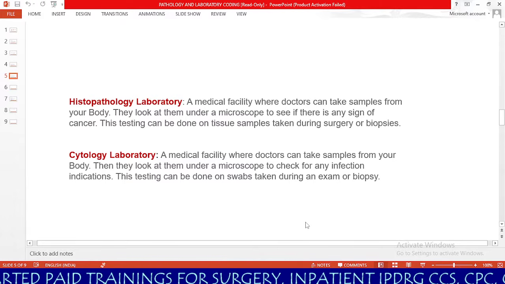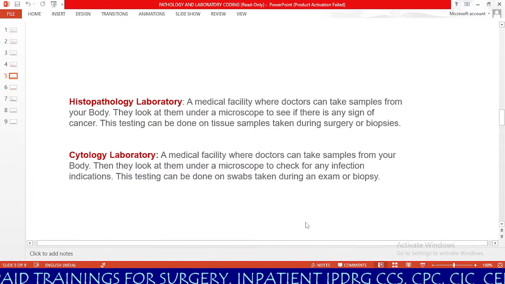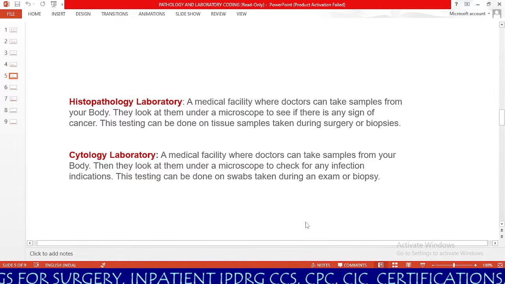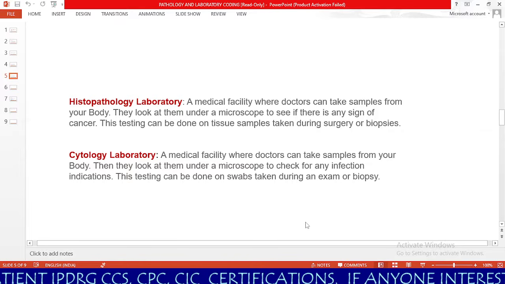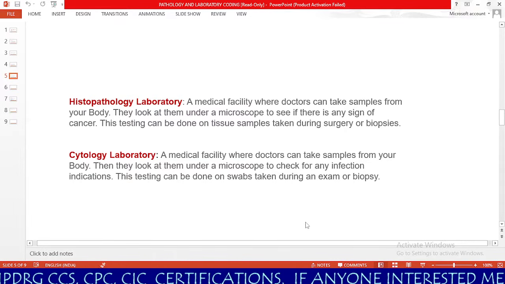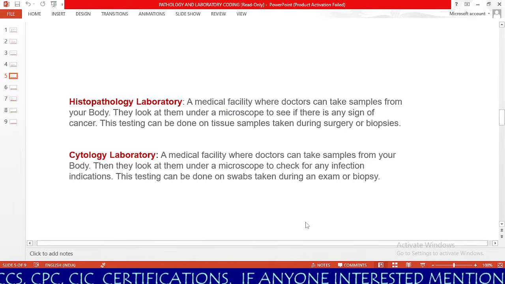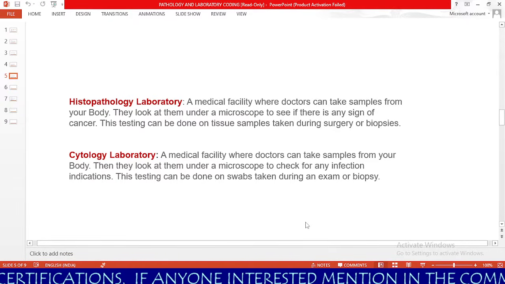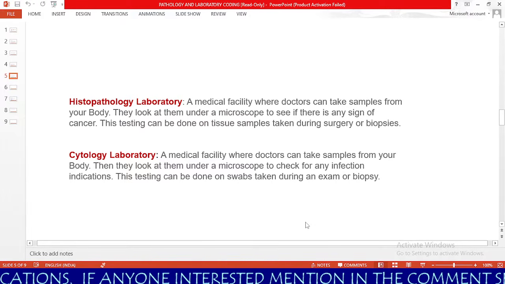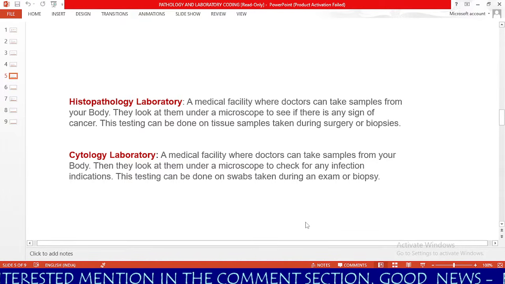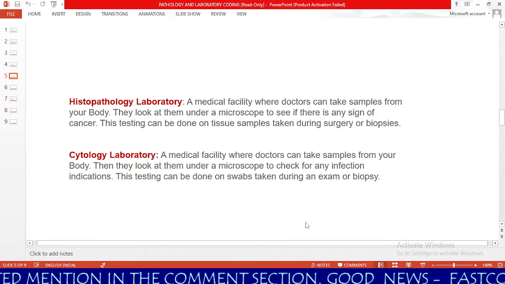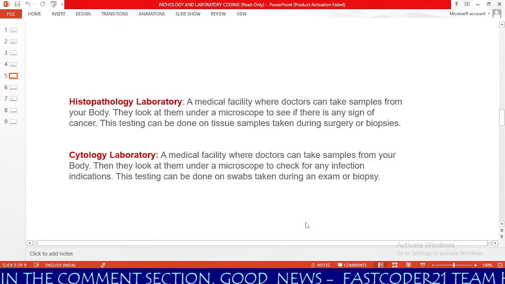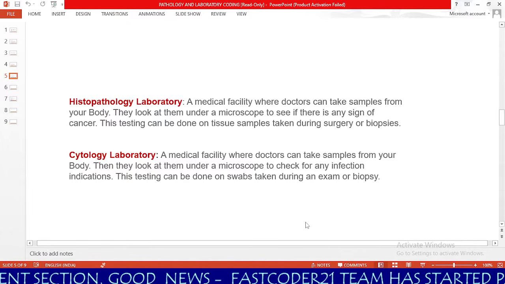Next one is cytology laboratory. So a cytology laboratory is a medical facility where doctors can take samples from your body. So basically in the cytology laboratory, most of the time, the physician will examine the fluid samples. So, using swabs, the physician will take the fluid samples and use them for the disease process. After obtaining the fluid samples as a biopsy, the physician will check under the microscope in order to find any type of infection in the provided sample.